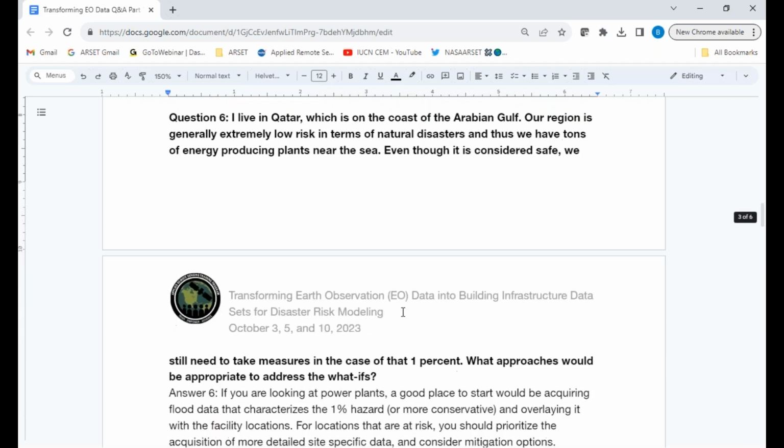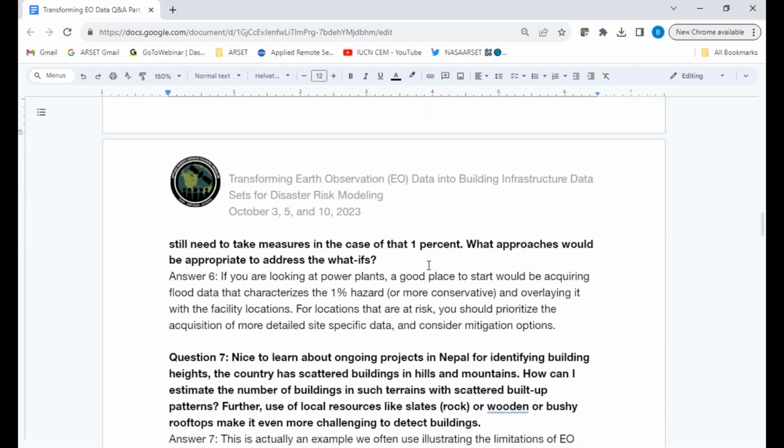Great, thank you. Question 6. I live in Qatar, which is on the coast of the Arabian Gulf. Our region is generally extremely low risk in terms of natural disasters, and thus we have tons of energy producing plants near the sea. Even though it's considered safe, we still need to take measures in the case of that 1%. What approach would be appropriate to address the what-ifs?